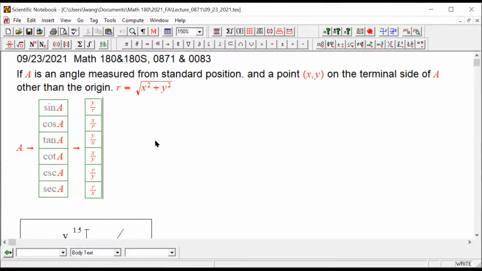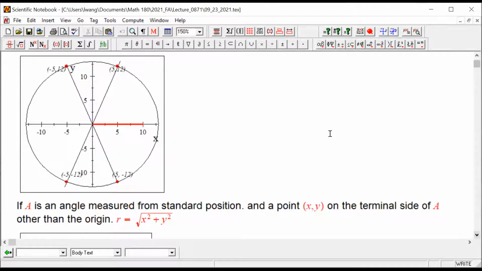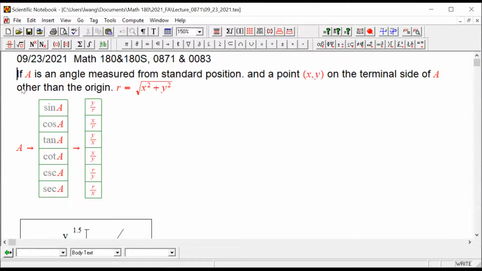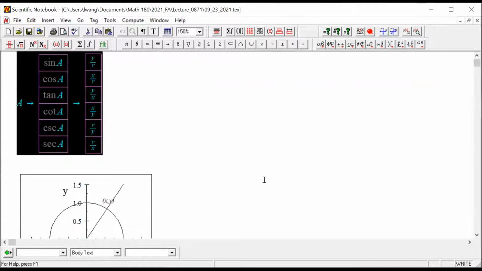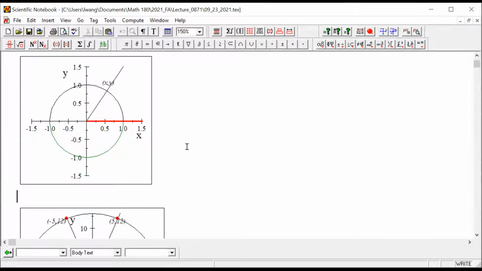Now, with the concrete example we have here, I'm going to give you the narrative here. If A is measured from the standard position, A is measured from the standard position.